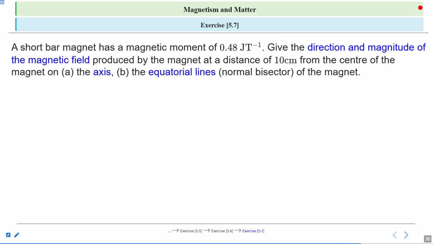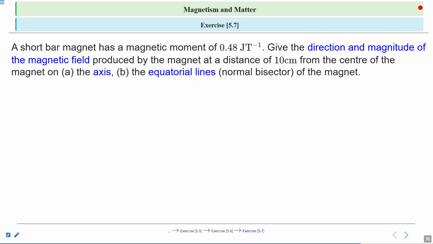Okay, so last question. A short bar magnet has a magnetic moment of 0.48 joule per Tesla. Give the direction and magnitude of the magnetic field produced by the magnet at a distance 10 centimeter from the center of the magnet. So we are taking a magnetic dipole here. Short bar magnet, that is the case of a short magnetic dipole, as we have done for a short electric dipole also. We have drawn the analogy in the theory section also, so that is based on that concept.